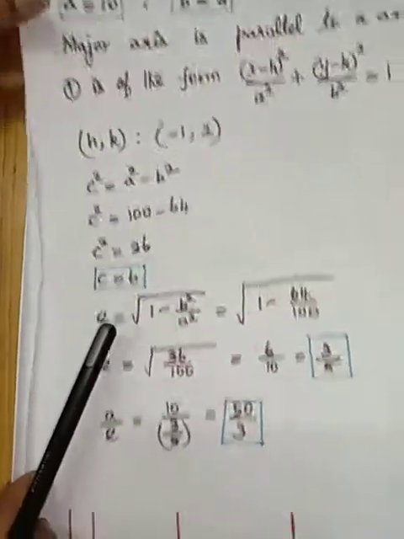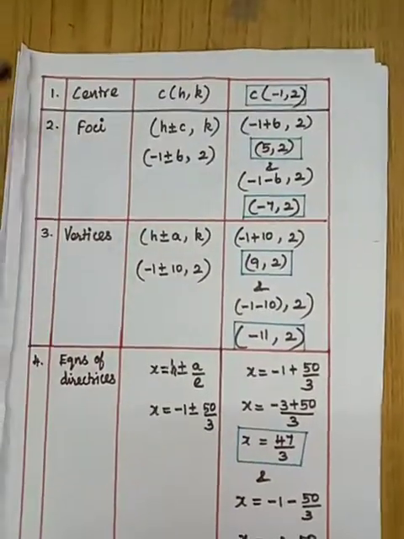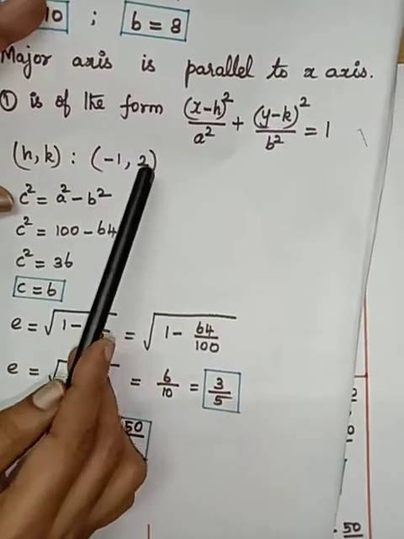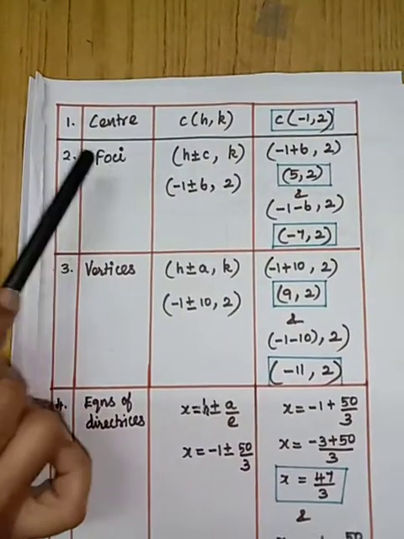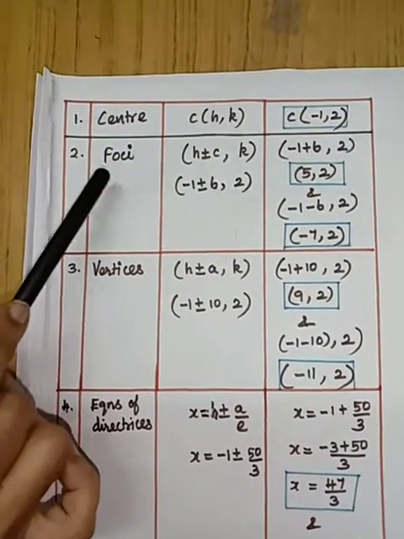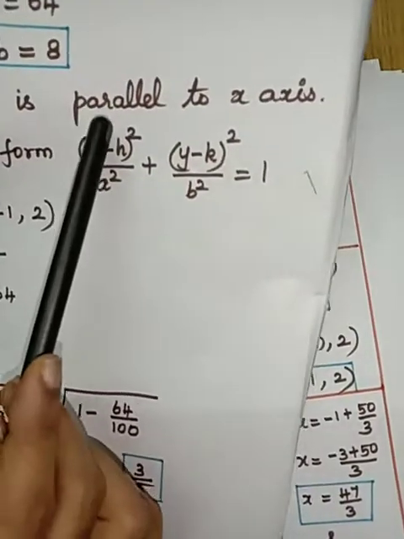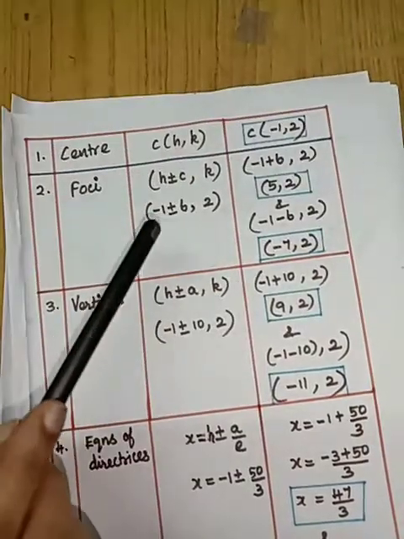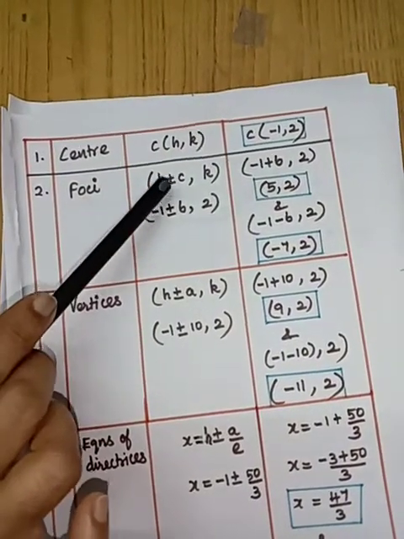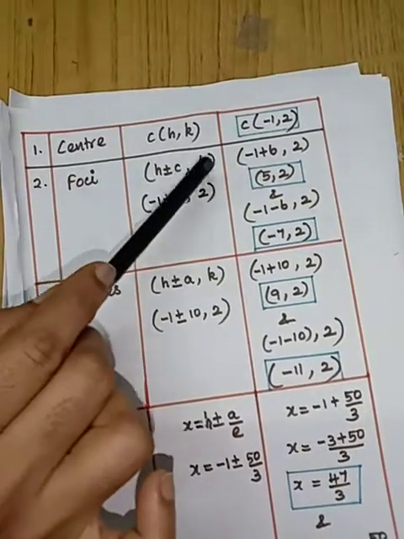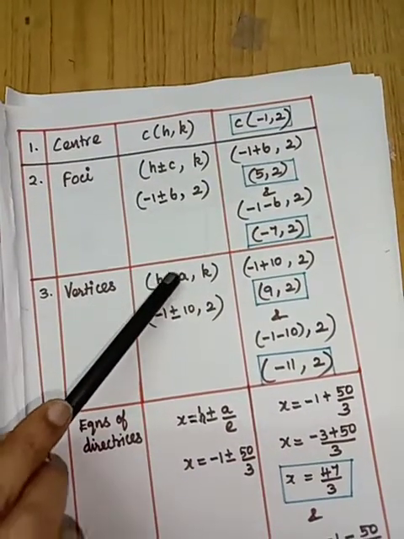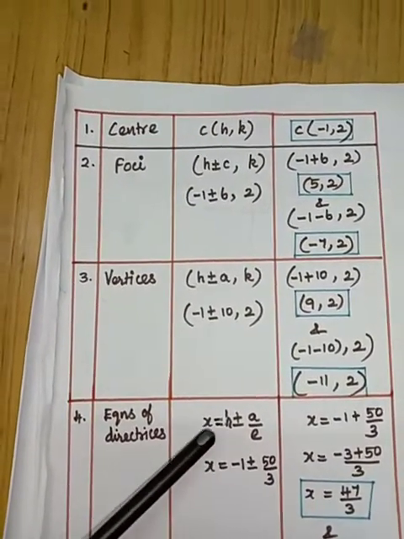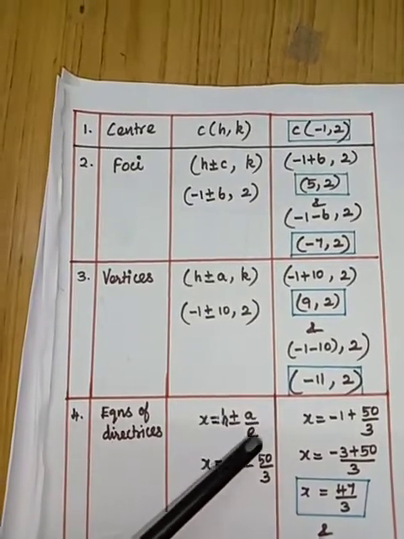Okay. So now you have to tabulate the result. What is the first result asked? Center. What is the center? h comma k. So what is it? Minus 1 comma 2. Then foci. For foci and vertices, while you are writing, what you have to check is the major axis. How is your major axis? Parallel to x axis. So it means the x coordinate will change. Foci means h plus or minus c, comma k. Vertices means h plus or minus a, comma k. And the equation of directrix is x is equal to h plus or minus a by e.